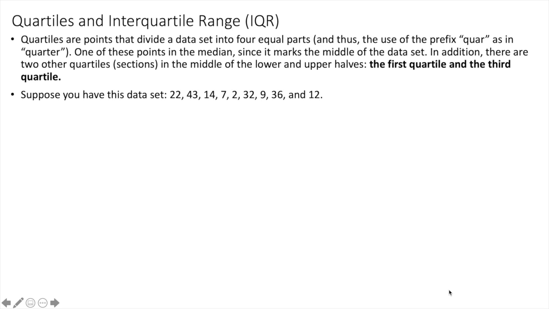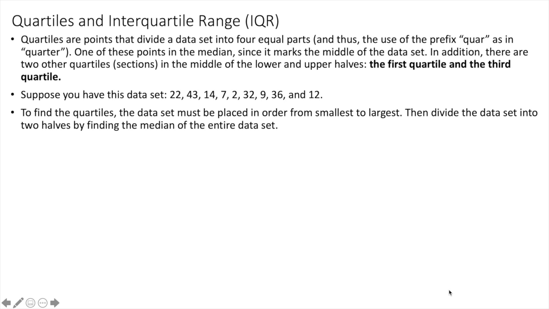Suppose you have this data set: 22, 43, 14, 7, 2, 32, 9, 36, and 12. To find the quartiles, the data set must be placed in order from smallest to largest. Then we're going to divide the data set into 2 halves by first finding the median of the entire data set. So we arrange these 9 numbers from smallest to largest, and now we are going to find the median.